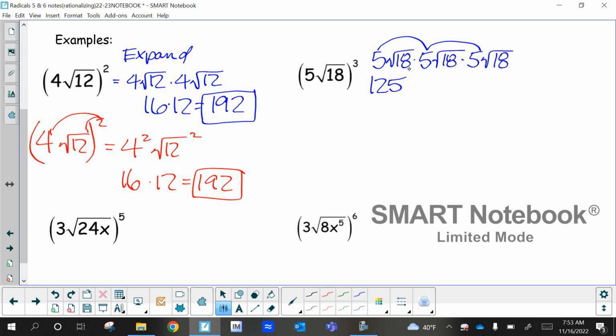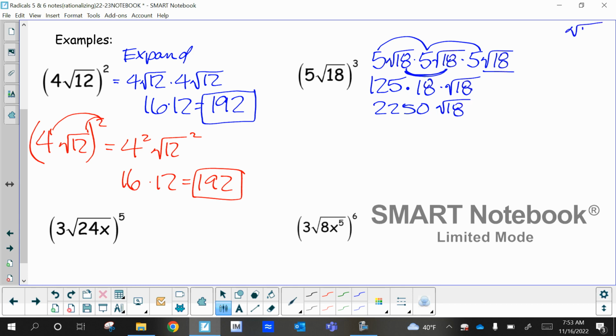And then you should know that the square root of 18 times the square root of 18 is just 18. So I'm going to write 18. And then I have a radical 18 still left over here. Okay, so let's go ahead and multiply 125 times 18. I'm going to get 2,250 radical 18.